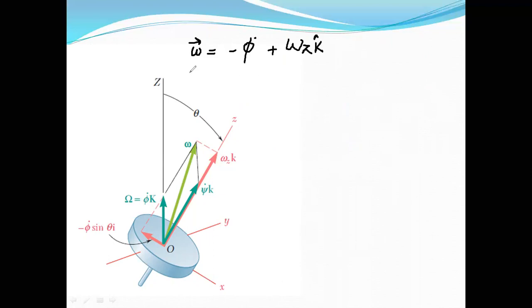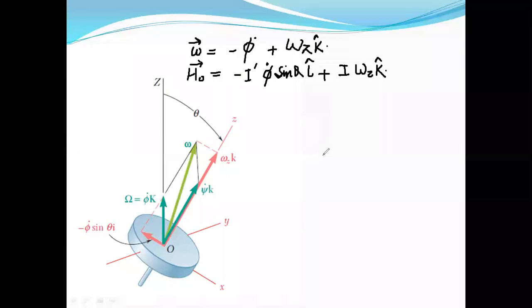Number two term is the angular momentum about an axis passing through point O, which is equal to minus I prime phi dot sine theta I cap plus I omega z k cap. Fine. This is how it goes.